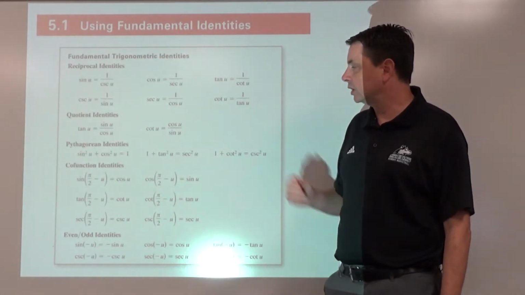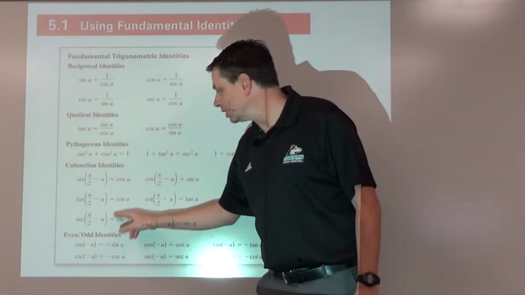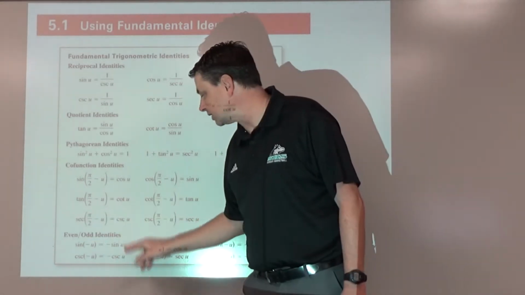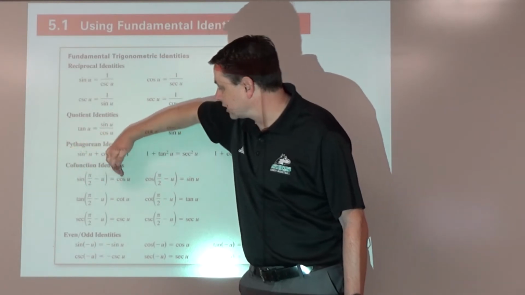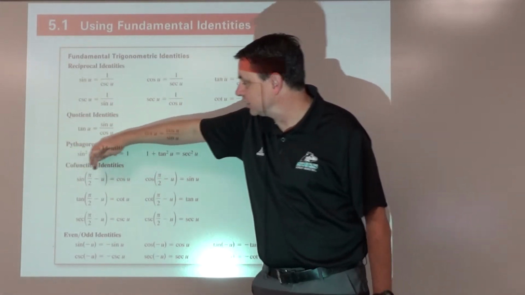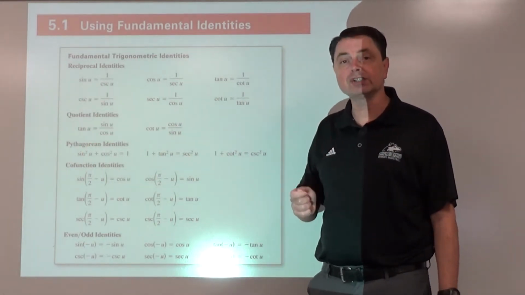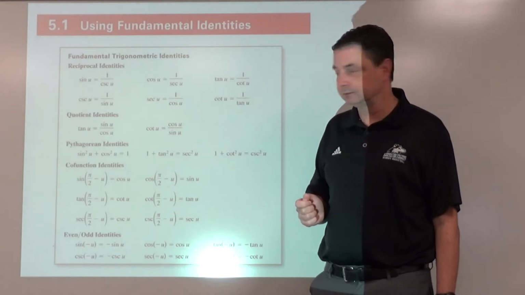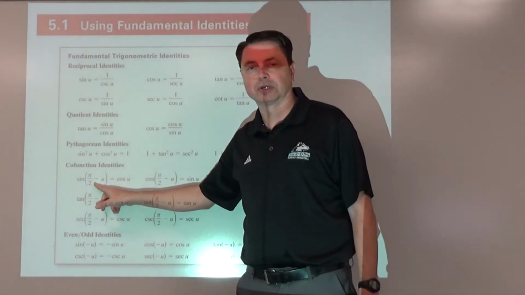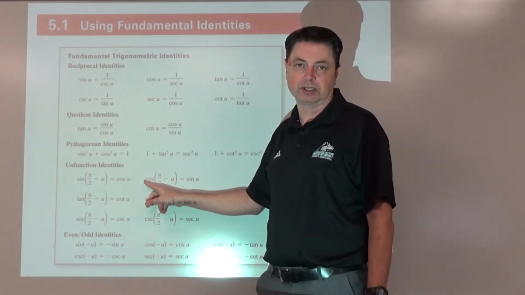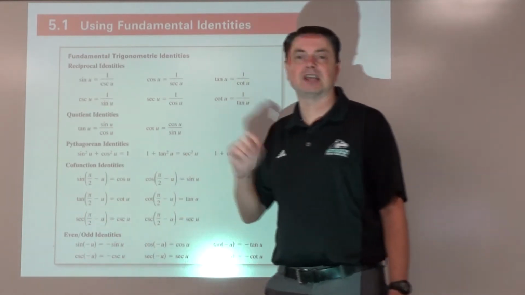Co-function identities, which say that sine and cosine are co-functions, tangent and cotangent are co-functions, secant and cosecant are co-functions, and what it means is that the cosine of an angle is equal to the sine of its complement. So co-functions of complements are equal. If we were to think of that in degrees, it would mean that the sine of 40 degrees is equal to the cosine of 50 degrees. The tangent of 20 degrees is equal to the cotangent of 70 degrees.